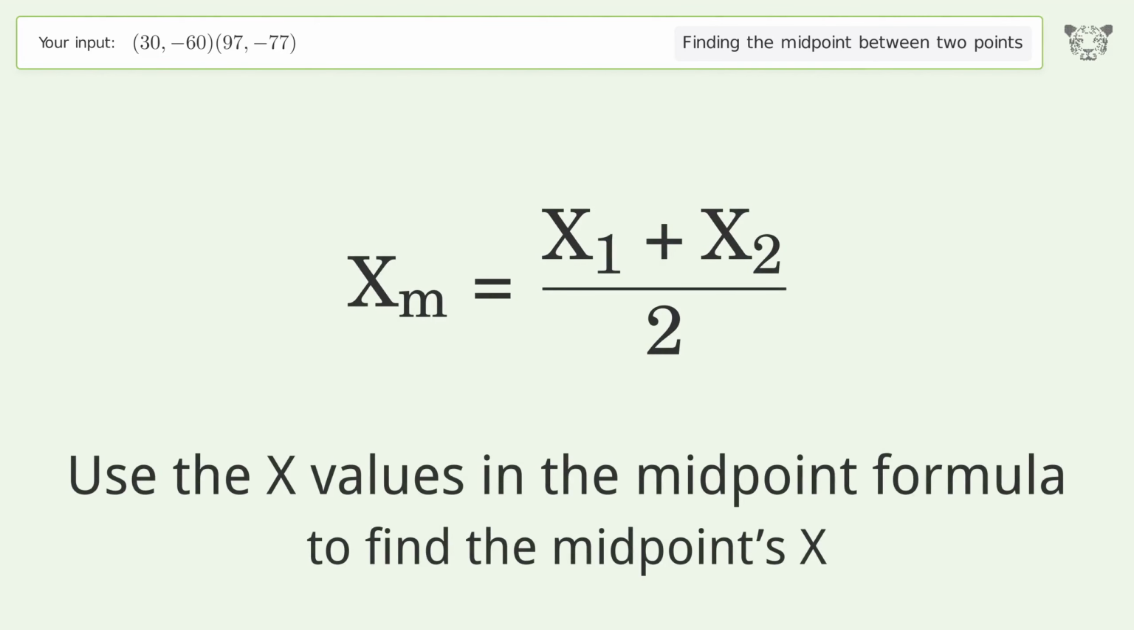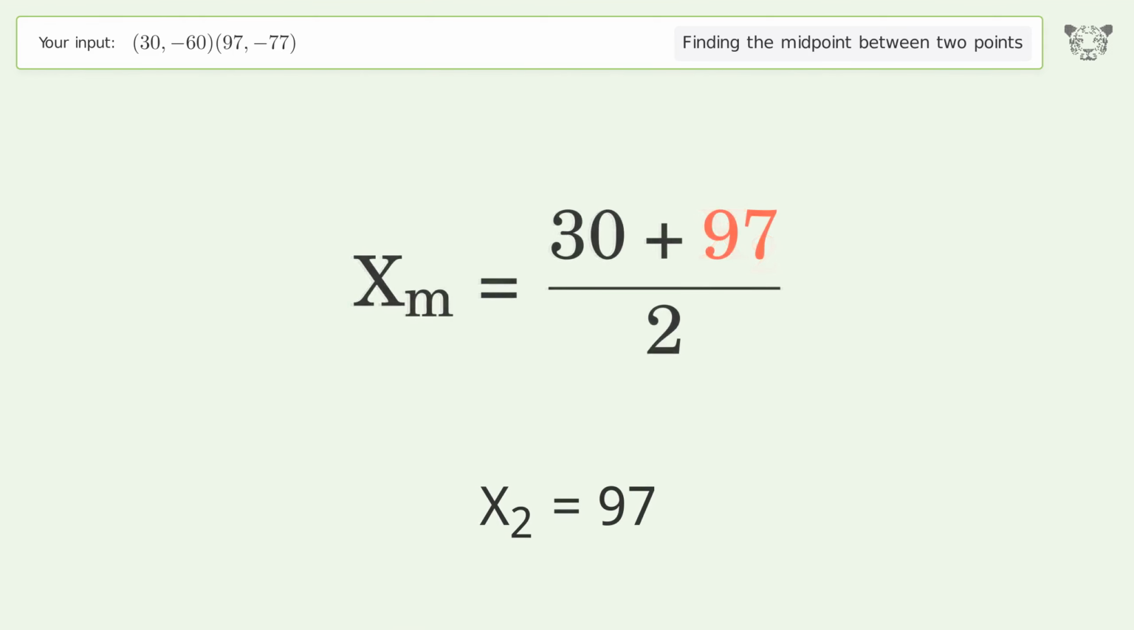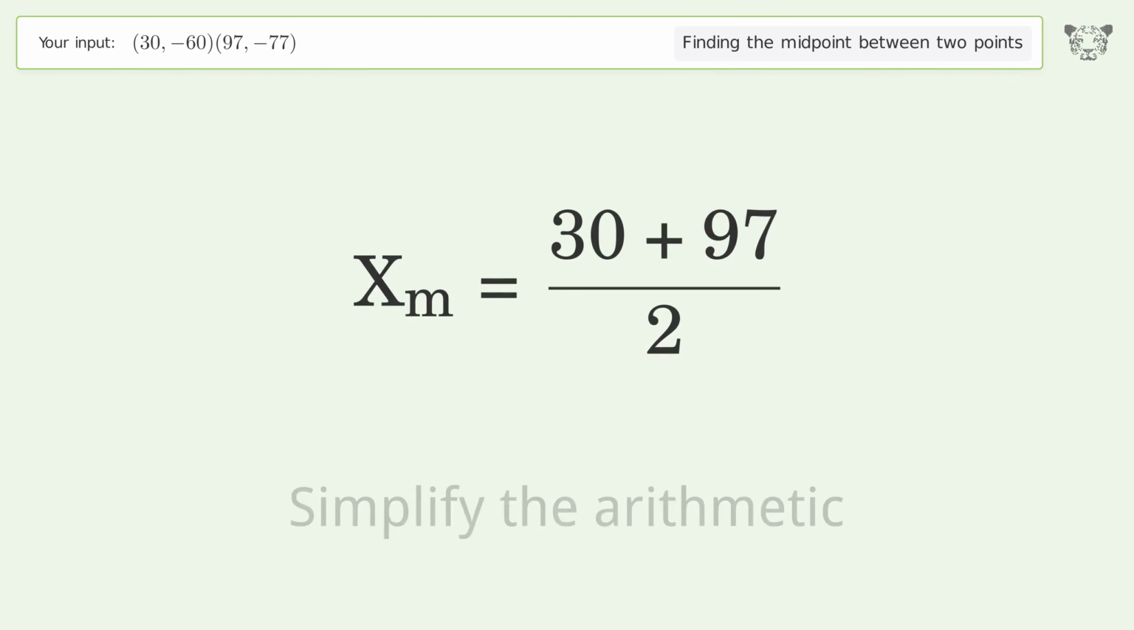Use the x values in the midpoint formula to find the midpoint's x. x1 equals 30. x2 equals 97. Simplify the arithmetic.